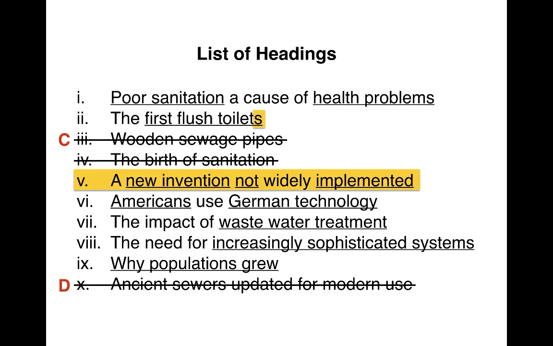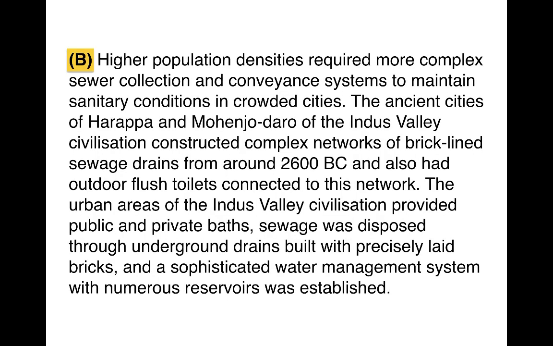Another way could be that you noticed something much earlier in the passage, in fact in paragraph B. In the middle of paragraph B, I'm going to highlight a part that mentions flush toilets from around 2600 BC and also had outdoor flush toilets. So flush toilets weren't invented in the 16th century for the Queen, as we've seen in paragraph E. They were invented much earlier than that. They were mentioned in paragraph B. That tells you that heading 2 is wrong.